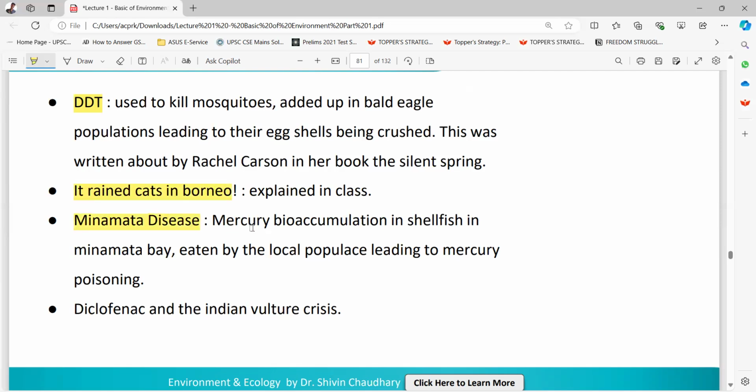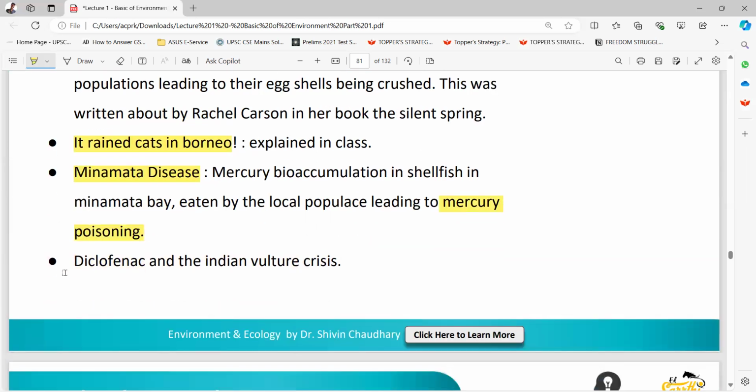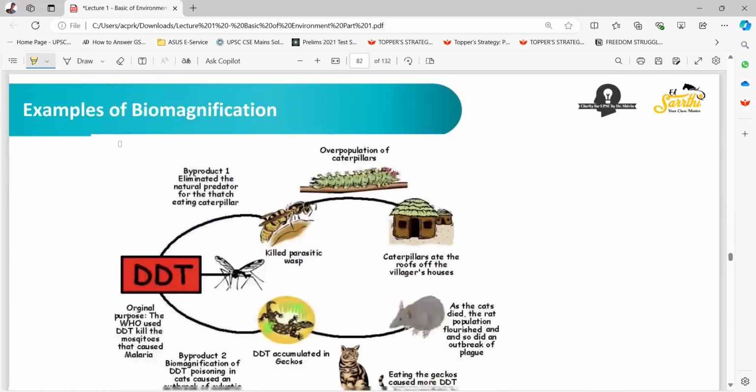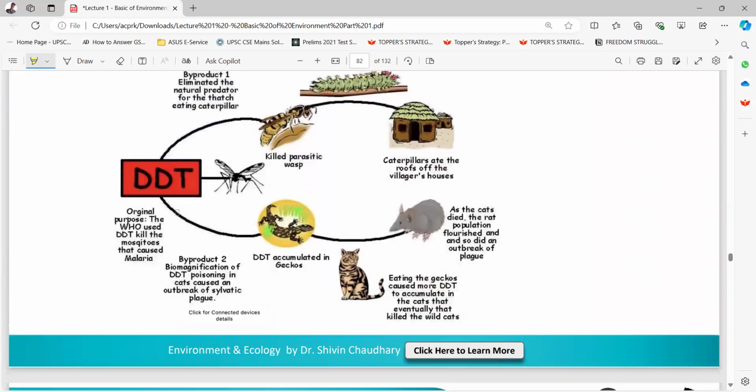Okay. Minamata case. Minamata disease: mercury bioaccumulation in shellfish in Minamata Bay, eaten by the local populace, leading to mercury poisoning. Diclofenac and the Indian vulture crisis. Okay, examples of biomagnification.